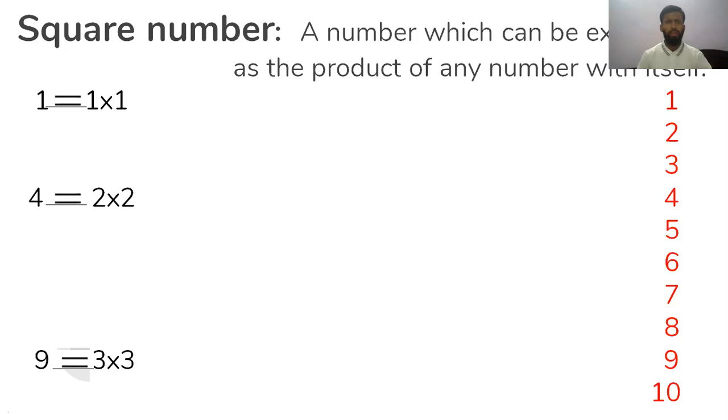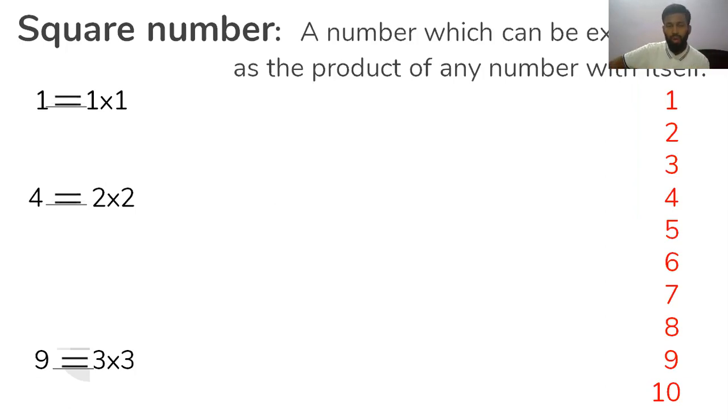Now, what's special about these three numbers? Why did I choose only these three? Let me tell you what a square is. First of all, a number which can be expressed as the product of any number with itself. Once again, you can see the definition on the top: a number which can be written as the product of any other number with itself.